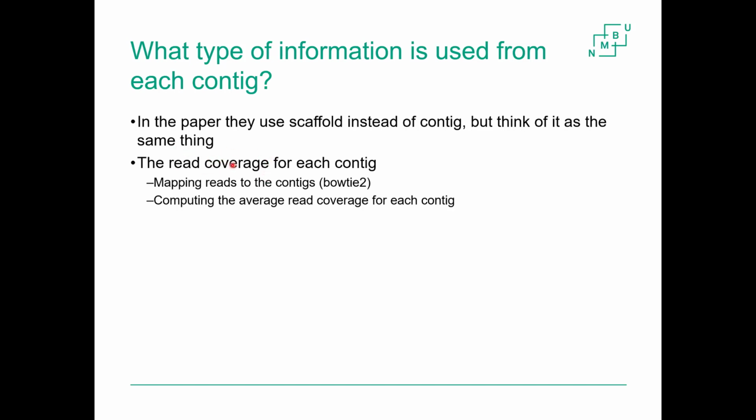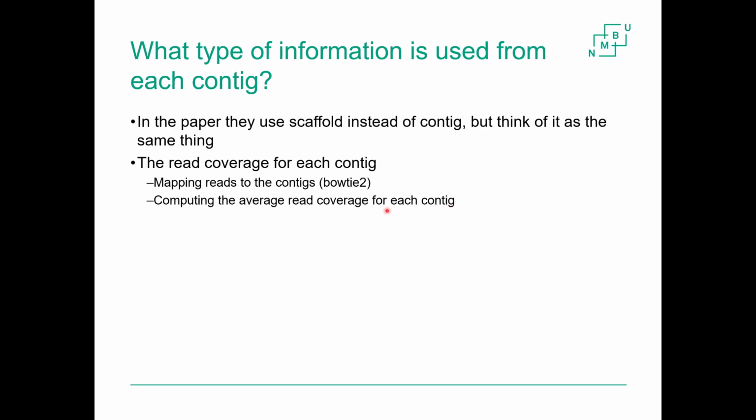And this we can actually calculate by mapping the reads to the contigs, and actually Bowtie2, which we have used for read mapping in this course, is also what is used by this MaxBin software. So that's why we have to supply as input to MaxBin also the reads. We have to, of course, supply the contigs. That's obvious, because the contigs are what we are going to bin or group, right? But we also have to supply the reads so that MaxBin can do this read mapping and then compute the average read coverage for each contig.